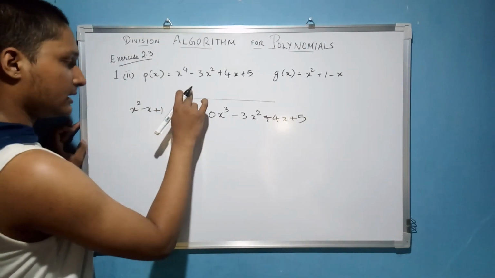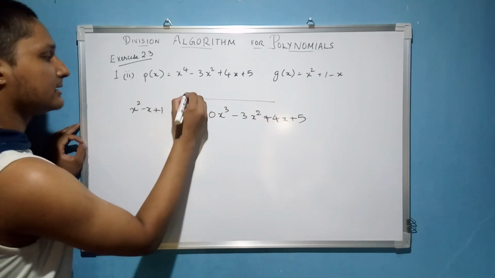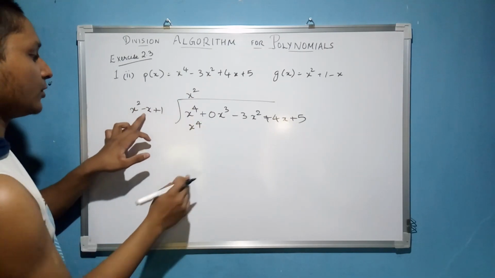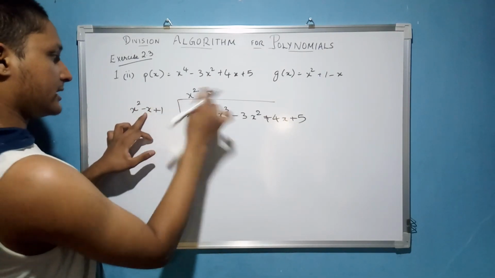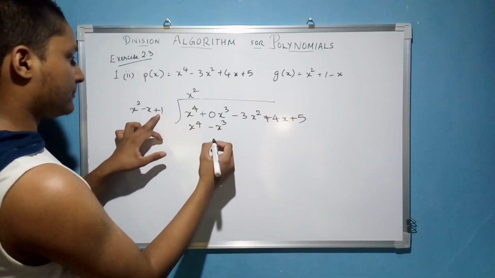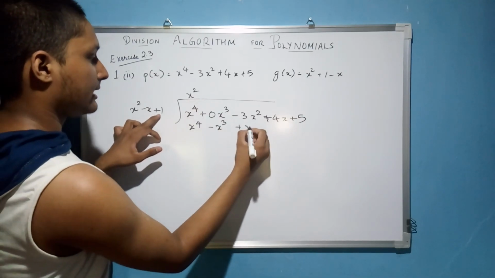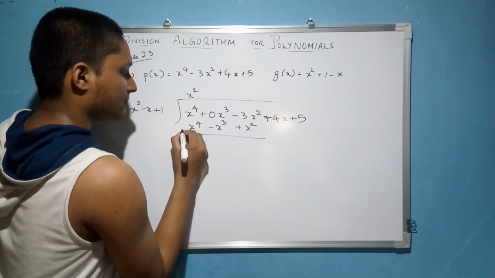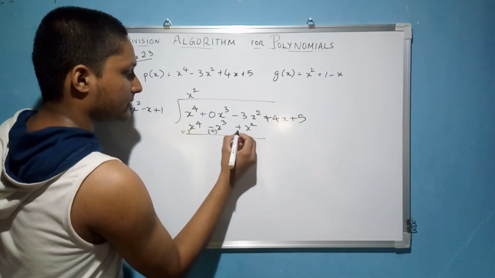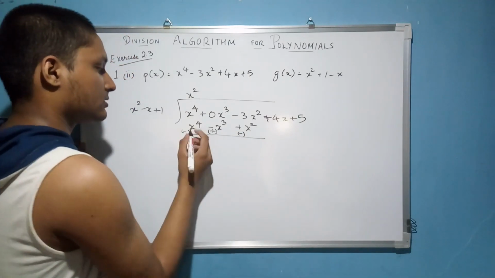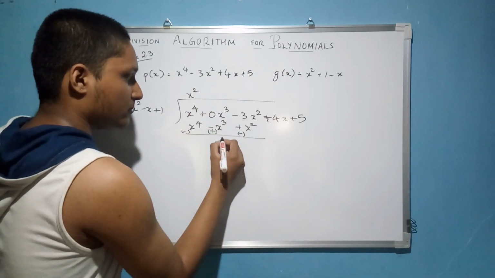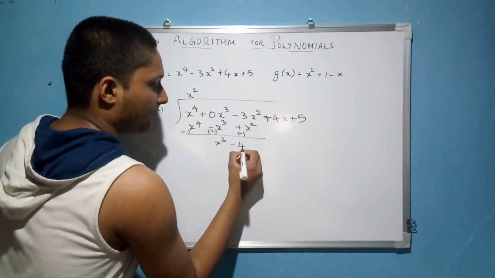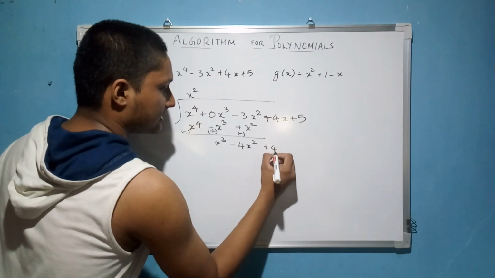Now, the first term here is x raised to 4 divided by x square. That is x square. So x square into x square is x raised to 4. You have minus x into x square, that is minus x cube. You have plus 1 into x square comes to be plus x square. Okay. So now I need to subtract. For that I need to add the opposite. So this becomes 0. This is x cube. Then you have minus 3 minus 1, that is minus 4x square, and 4x here.